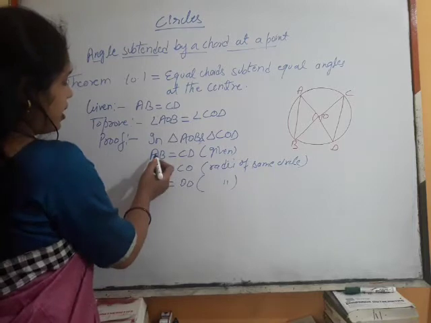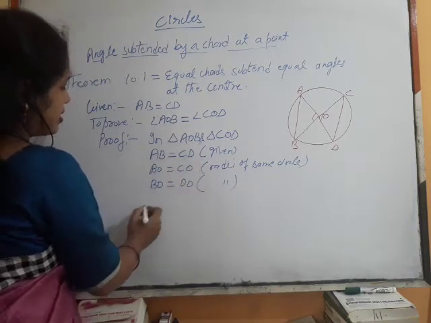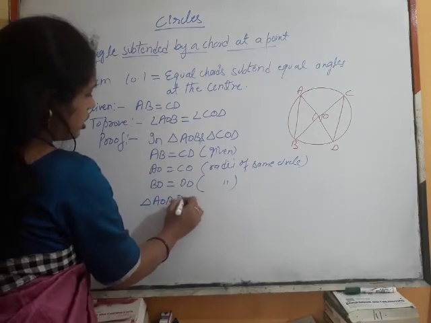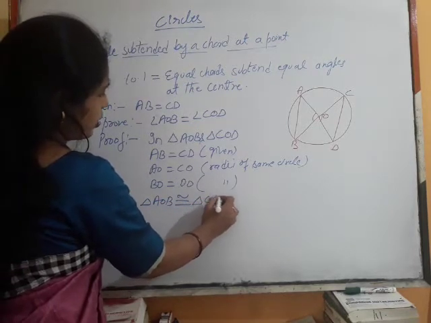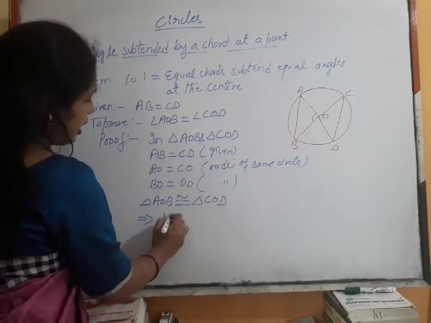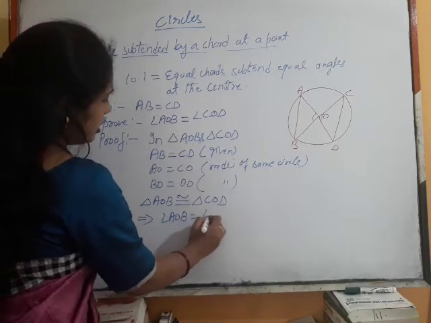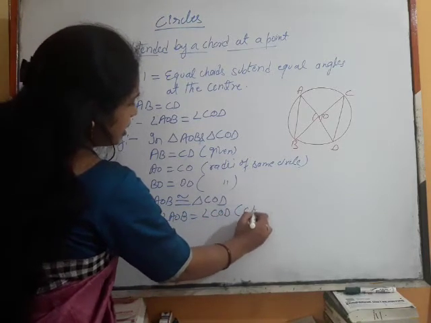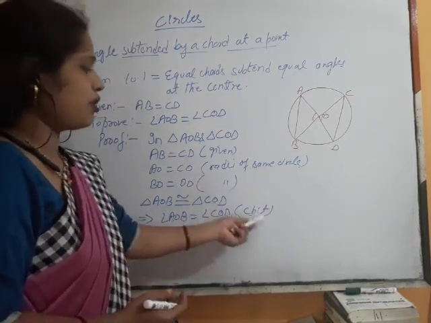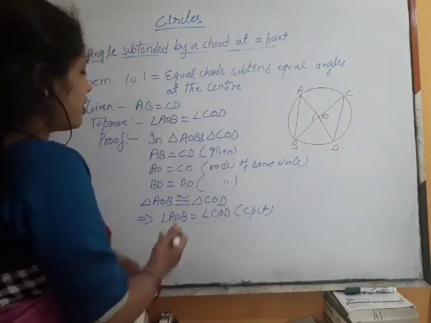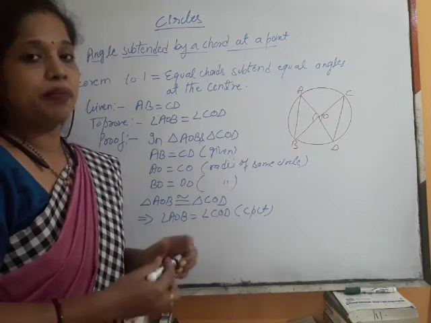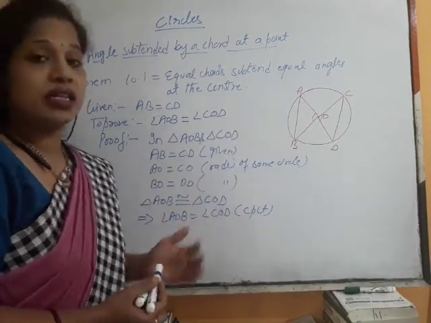So now what do we have? Side, side, side and side, side, side. Our triangles become congruent. Triangle AOB is congruent to triangle COD. This implies we can write angle AOB is equal to angle COD by CPCT, congruent parts of congruent triangles. So as we can see here, both the chords were equal and the equal chords subtend equal angles at the center.